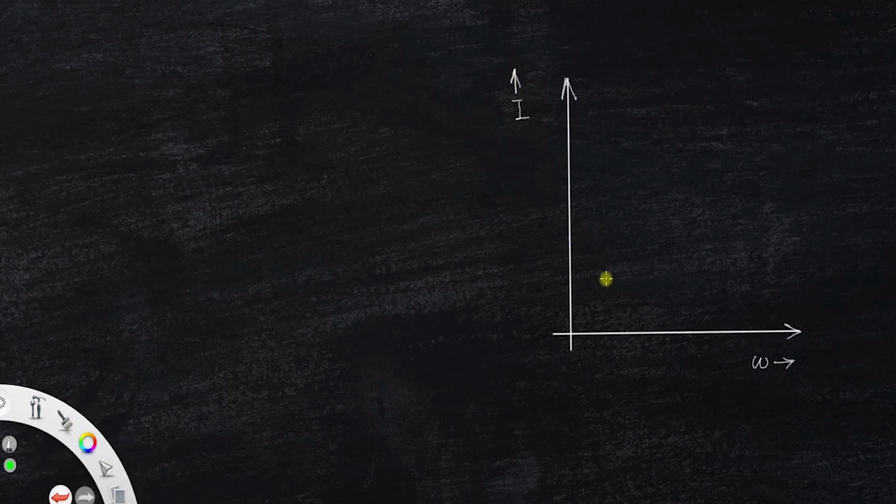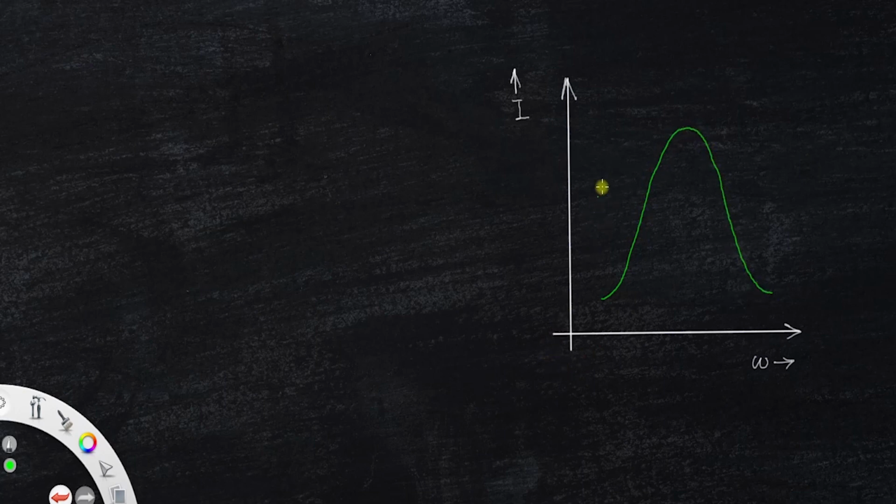So in this video, let us discuss the quality factor. We already discussed the LCR circuit, which means a circuit in which the inductor, capacitor and resistor are connected in series. In that circuit, if we take the angular frequency on the x-axis and current on the y-axis, we will get a graph somewhat like this.